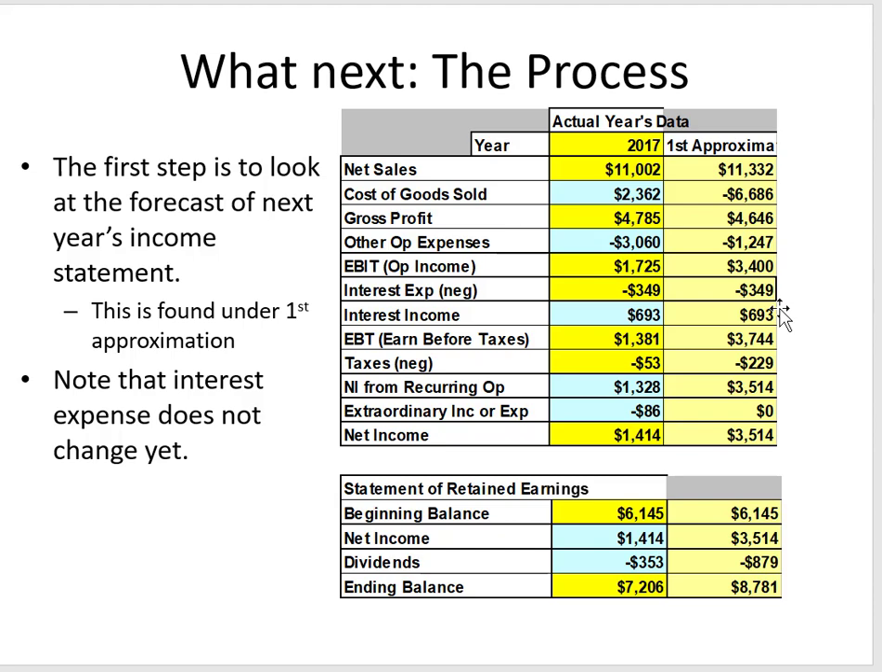Just hold on for a second and we'll see how that changes. Net income, again, went to 3514. Based on our payout of dividends, we're going to pay out $879. So retained earnings changes now to $87.81. So essentially there was a little bit over a $2,600 increase in earnings that were reinvested in the company.